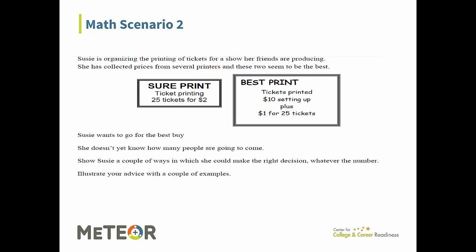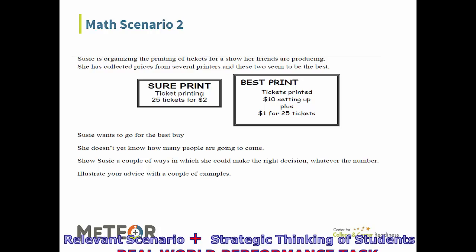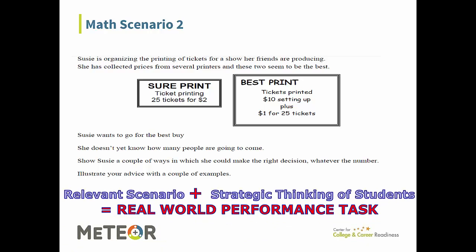This is also a relevant scenario. It is real world. However, this task also requires students to be able to justify their decision. Susie must decide which printing service will give her the best buy and determine this without all the given information. She must determine her entry point for beginning this task, and she has to show how she strategically makes her decision. This task is at a depth of knowledge 3 level. So now we have a relevant scenario plus strategic thinking of students. That is a real-world performance task.